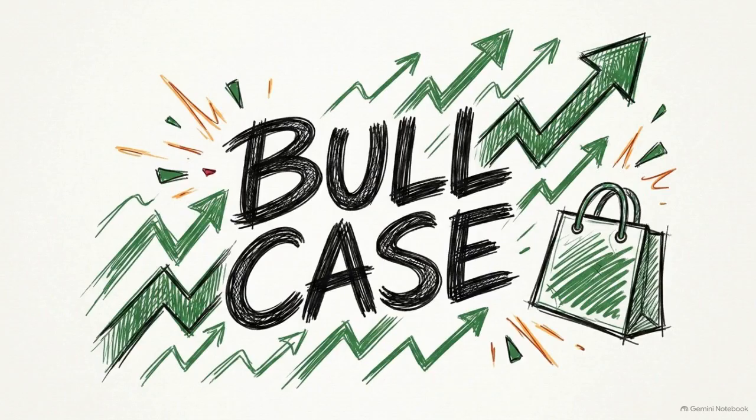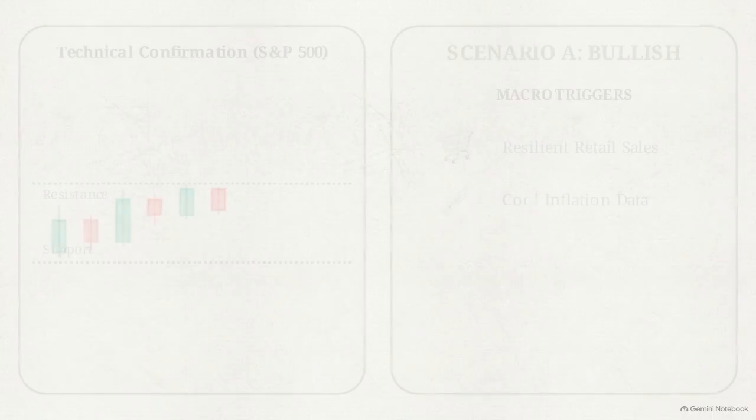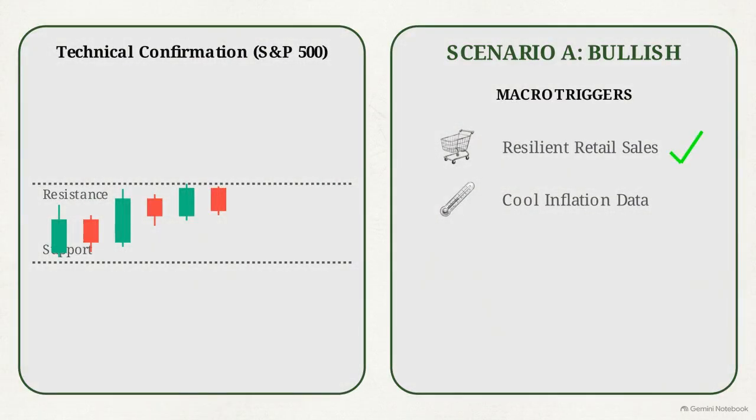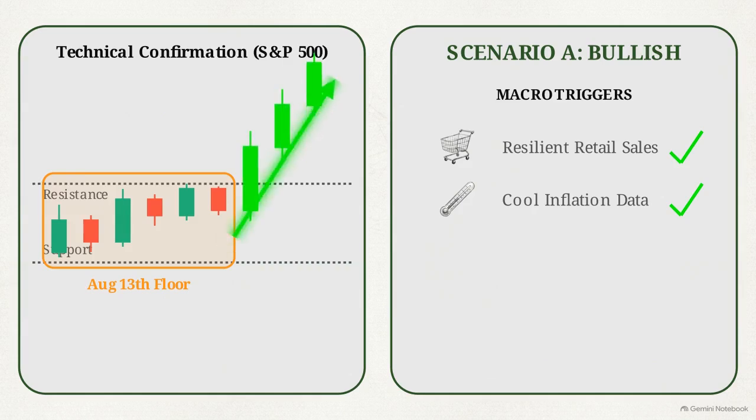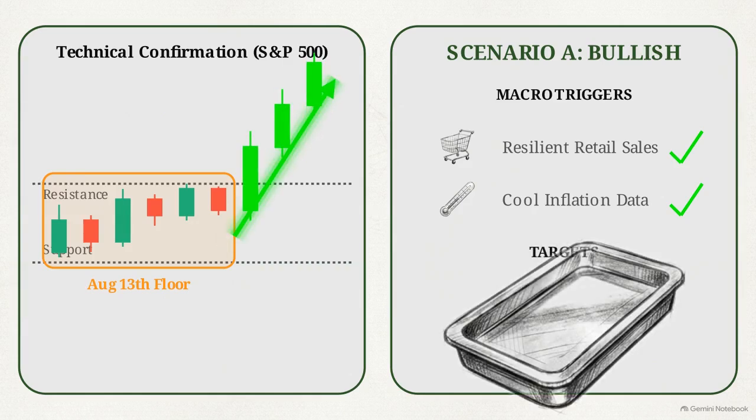Scenario A is the bullish Goldilocks outcome. The trigger for Scenario A occurs if retail sales come in strong enough to stave off recession fears, while the University of Michigan inflation data stays cool. In that environment, the August 13th accumulation converts into a structural index breakout. Our target shifts to the proven relative strength, NASDAQ megacaps and Tesla.